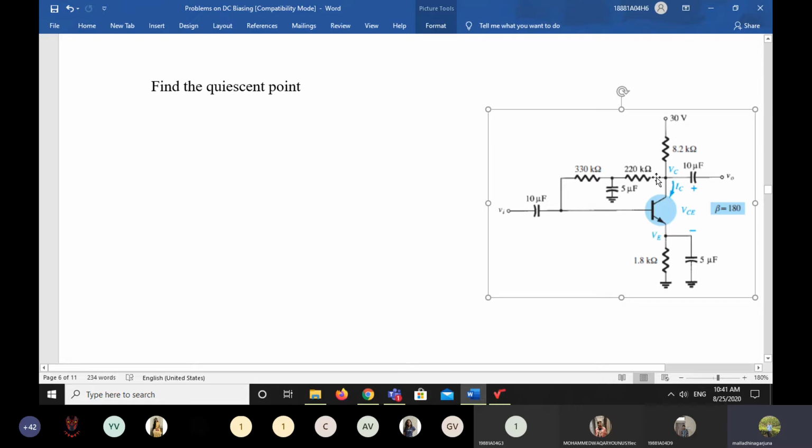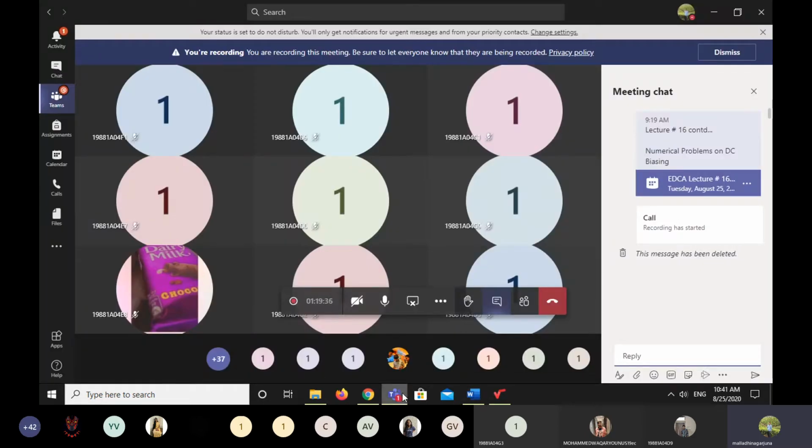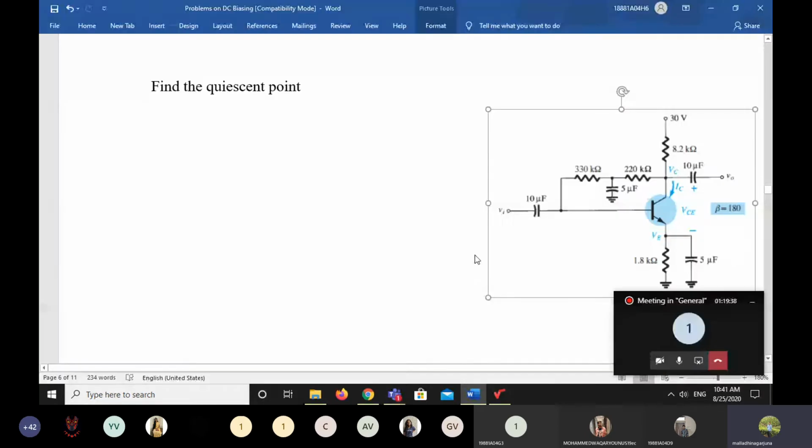Then the base to collector resistance will become 330 plus 220. The total becomes a 550 kilo ohm resistor. Okay, 550 kilo ohm resistor.